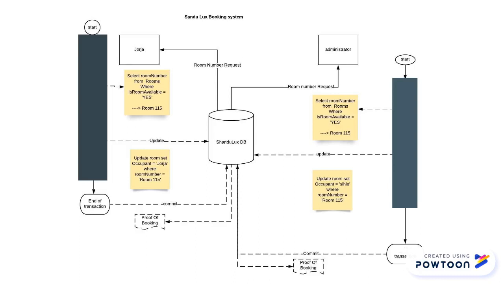Now when Georgia is done booking, the room is assigned to her and the database updates the room availability and sends the proof. But this does not change the value on the clerk's side since she started the transaction before the room was assigned to Georgia. So when the clerk finalizes the booking, the room is then assigned to Sil, which means the previous update is lost.